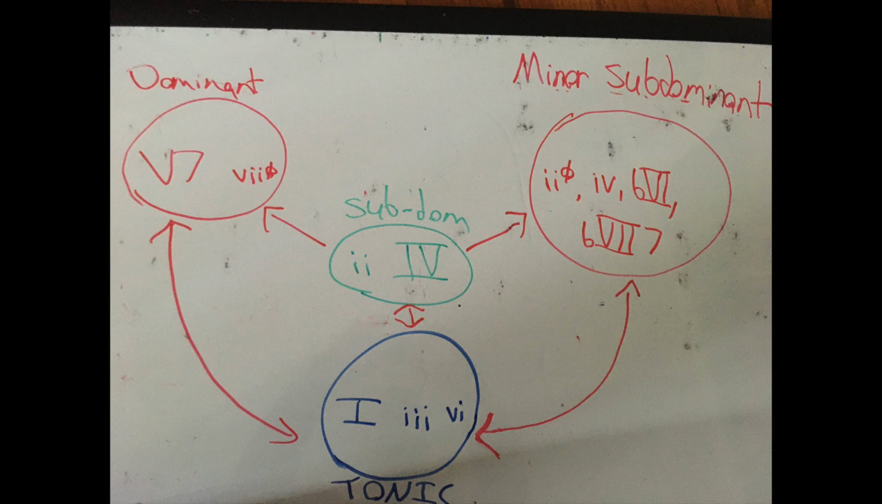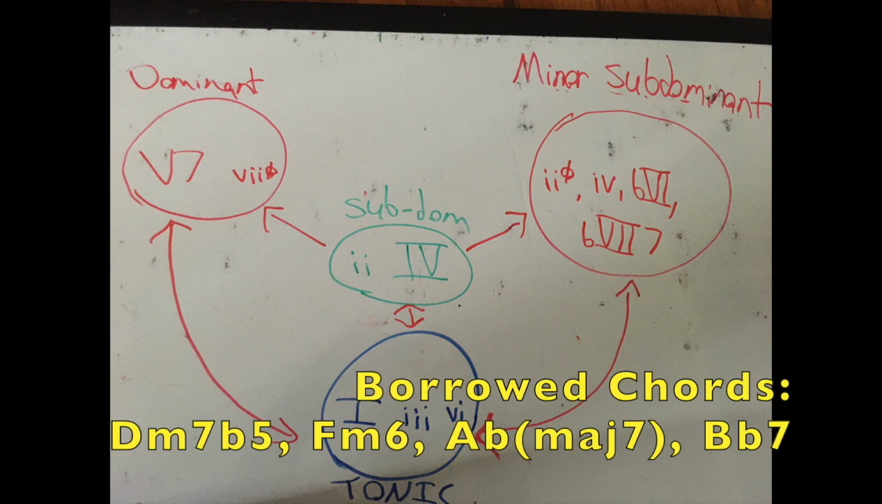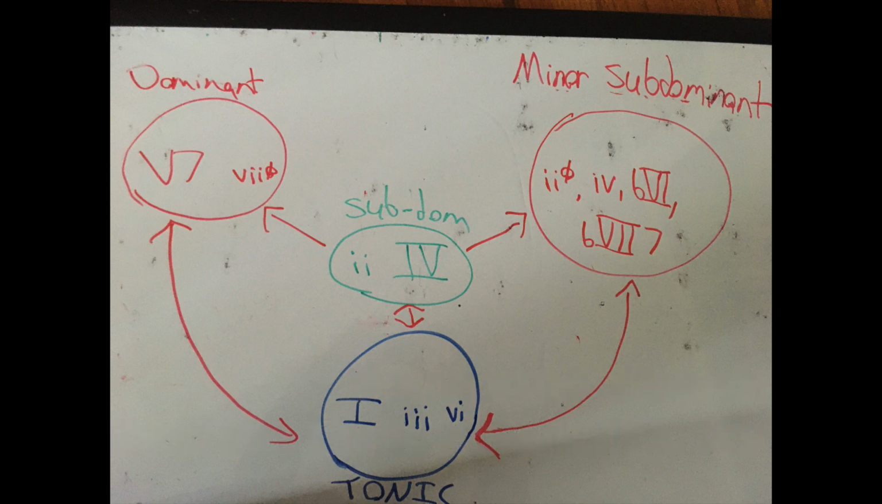Now, on the right side of the chart, you have the minor subdominants. If you were to play in the key of C major, these are the chords that you could borrow from C minor. This is also known as a parallel scale, modal mixture, or borrowing chords, but it's all talking about the same thing. What is often not mentioned is that all 4 of these chords serve the same exact function.